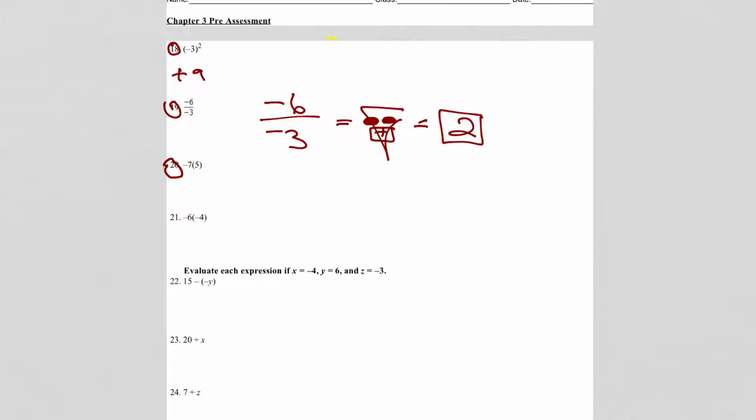Alright, number 19. We have negative 6 divided by negative 3. Remember, if it's a fraction, that represents division. Using the mat triangle, we covered up the eyes. We're left with the mouth. So the answer is positive 2.